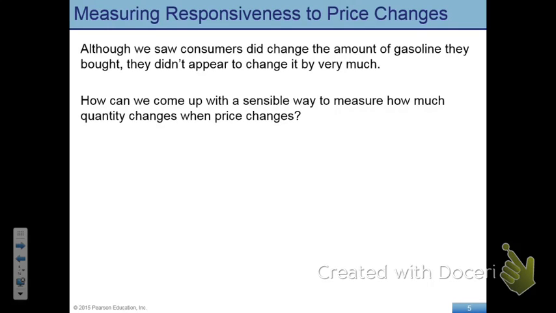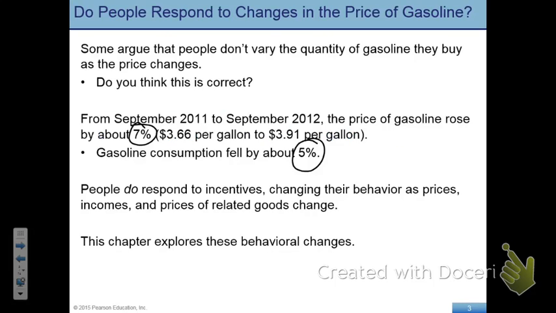Okay, so if we go back to the numbers that we just looked at, a 7% rise in price leads to a 5% reduction in the demand for gasoline. Is that a big deal?